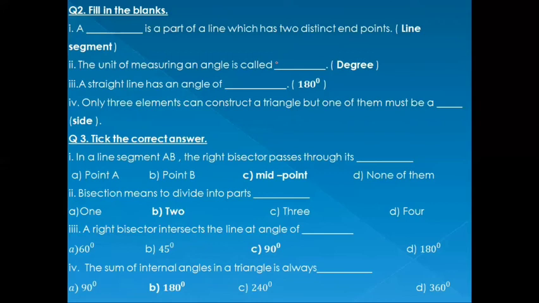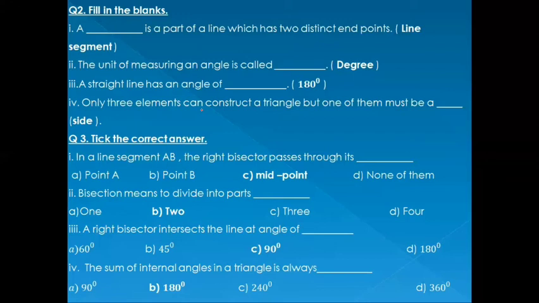In the fourth part, question number 2, only 3 elements can construct a triangle, but one of them must be a dash. Oh, yes, the required answer is side. Dear students, in the first, the right answer is line segment. Second part, the right answer is degree. Third, the right answer is 180. Fourth, the right answer is the side.